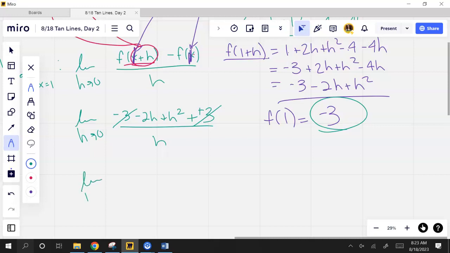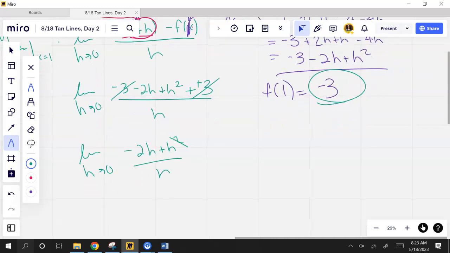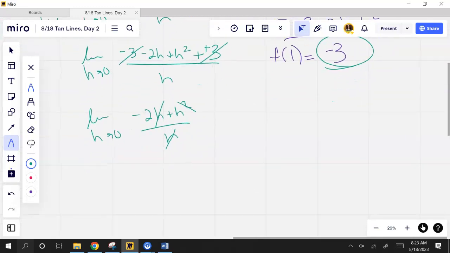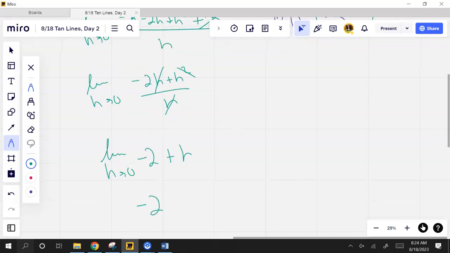So now I have the limit as h goes to 0 of negative 2h plus h squared over h. And now I can take an h out of everybody, right? What is it? Negative 2. What have I found?